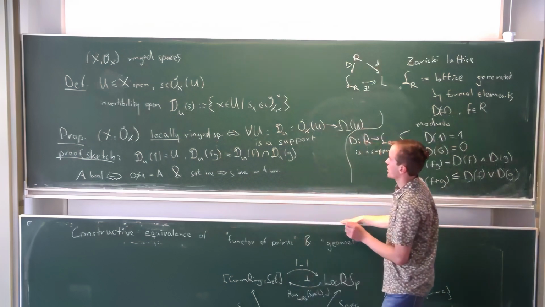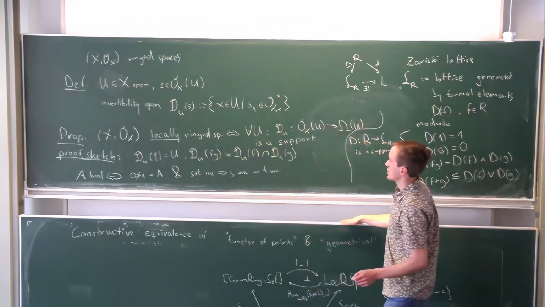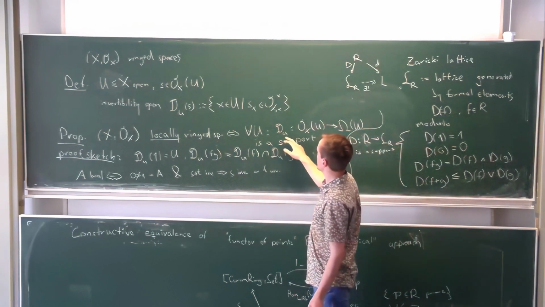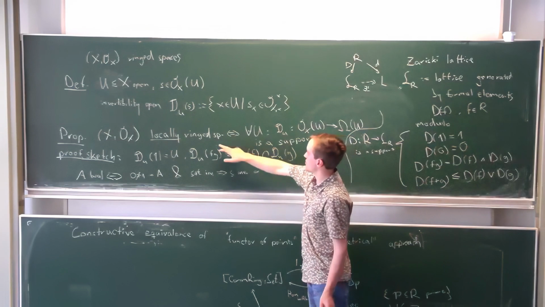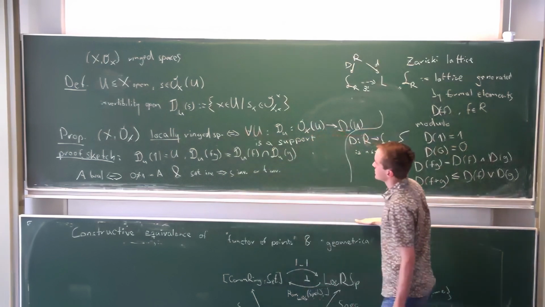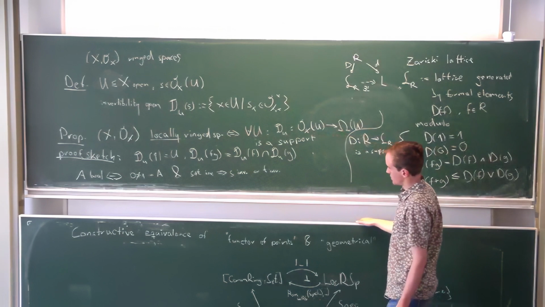From right to left is okay, right? If we want to go from the right to the left, you just take two elements S and T that sum to one. Then you have D of S plus T is D of one, which is everything. Okay, that's good.